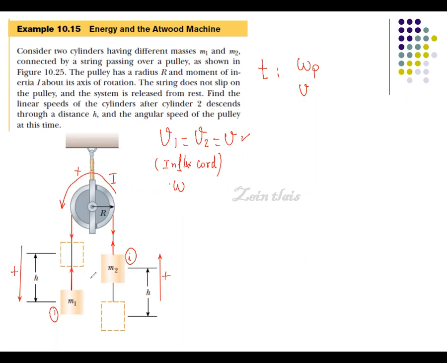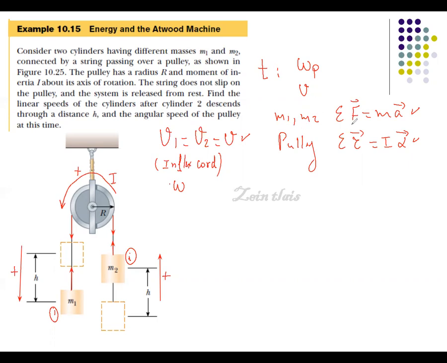And I need to solve the problem with respect to these notations. First of all, for M1 and M2, we have a translational motion. So we have to apply the summation of F equals M A. For the pulley, we have a rotational motion. So we have to apply the summation of tau equals I times alpha. We can apply these and get a relation between A and alpha to solve for the values of omega and V.